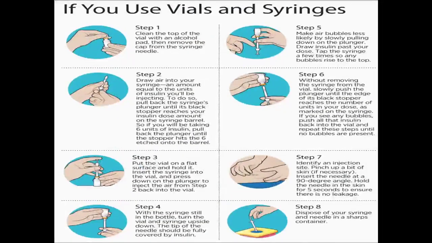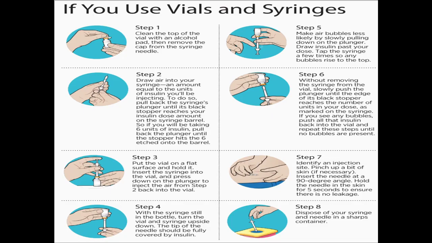Now, if you are using vials and syringes, these are the steps. Step 1. Clean the top of vial with an alcohol pad, then remove the cap from the syringe needle. Step 2. Draw air into your syringe, an amount equal to the units of insulin you will be injecting. Step 3. Put the vial on flat surface and hold it. Insert the syringe into the vial and press down on the plunger to inject the air from step 2 back into the vial.